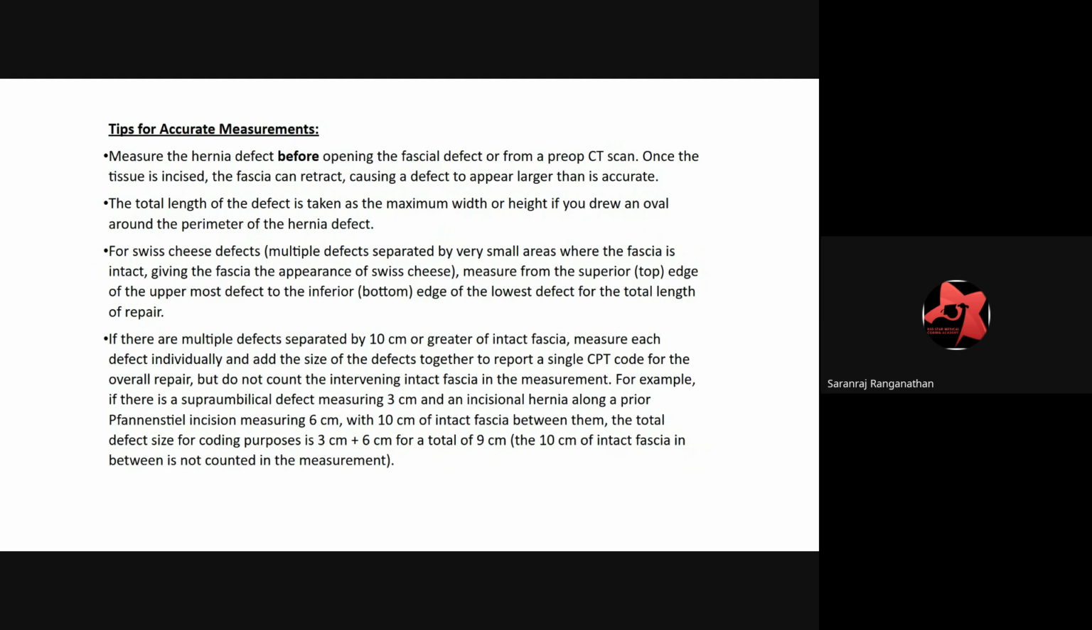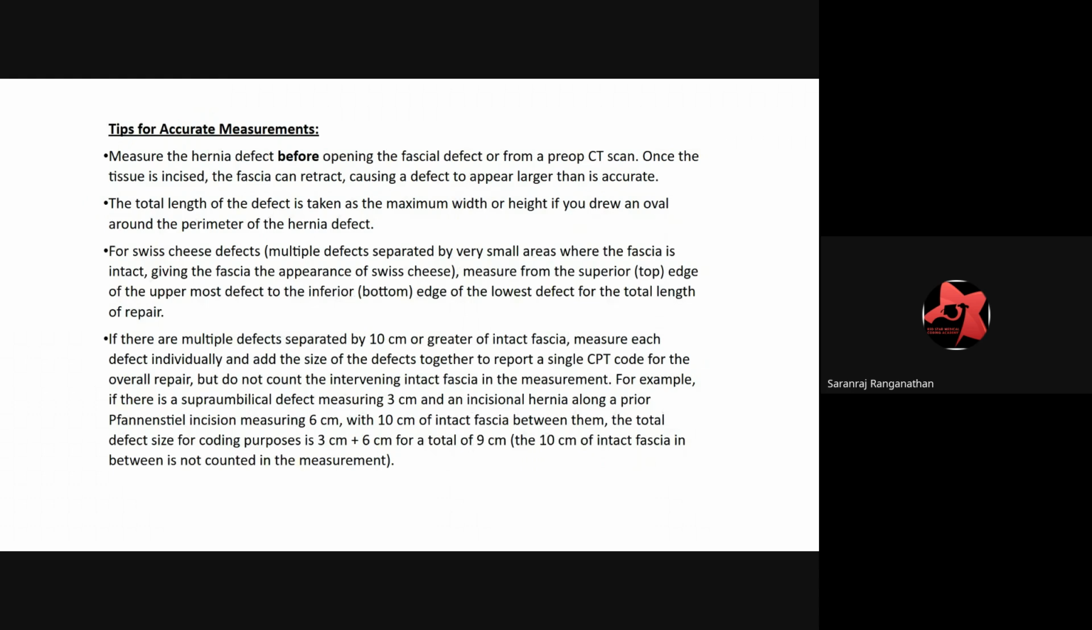Then for a Swiss cheese defect, which means multiple defects separated by very small areas where the fascia is intact, giving the fascia a Swiss cheese appearance. So multiple areas are affected, that one they call a Swiss cheese defect. Measure from the superior edge of the uppermost defect to the inferior part of the lowermost defect for the total length. I explained with the three hernia images, like that only. So which one is the topmost one and which one is the lowest one, that one we have to calculate.